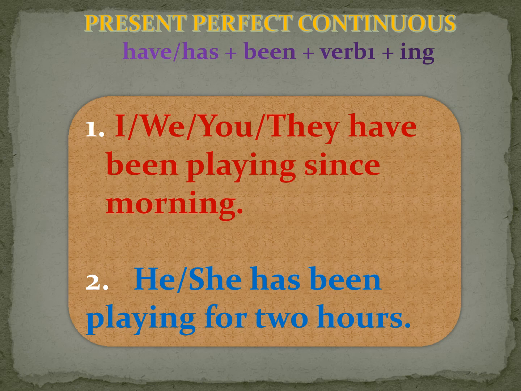Students, let's move to present perfect continuous tense. It denotes an action that began in the past and is continuing up to the present. In this, we use have, has, plus been, plus first form of verb, plus ing. We use have with I, we, you, they. And we use has with third person singular, he, she, it.